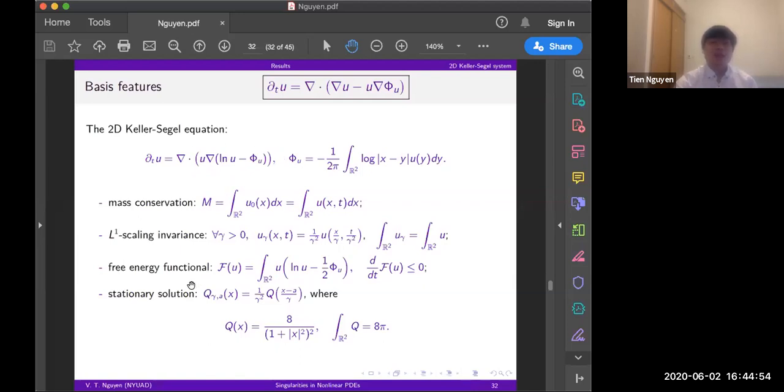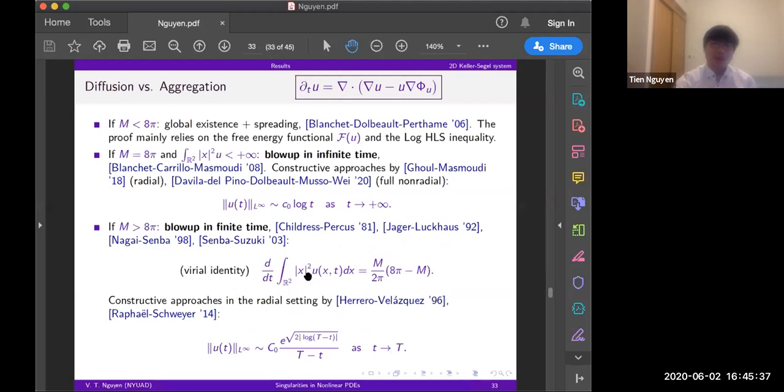And we have the existence of a stationary solution for this equation, which is a family of solutions depending on two parameters. Lambda is the scaling parameter, and a is the space translation. And this family of solutions is actually the minimizer of the energy functional for the class of mass equal to 8 pi, and is implicitly given by this formula. So actually, the number 8 pi plays an important role in distinguishing between global solutions and finite-time blow-up solutions. When the total mass of a solution is strictly less than 8 pi, the solution exists globally in time and is spreading.